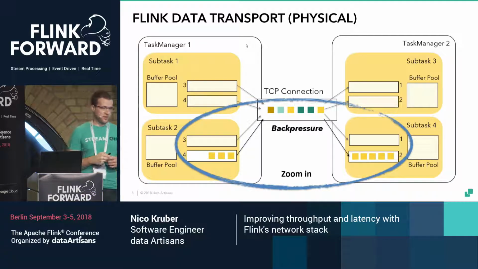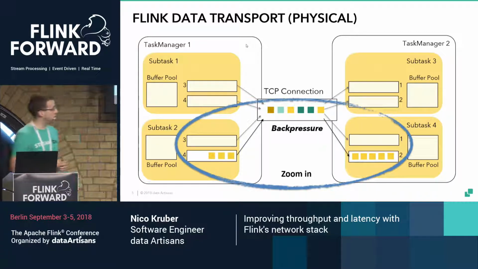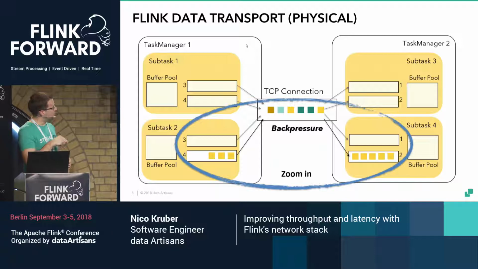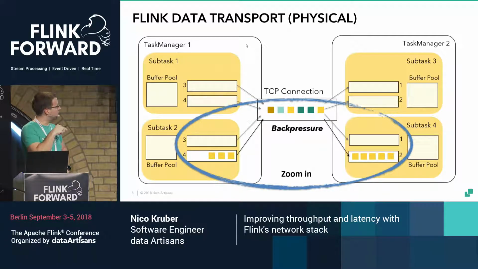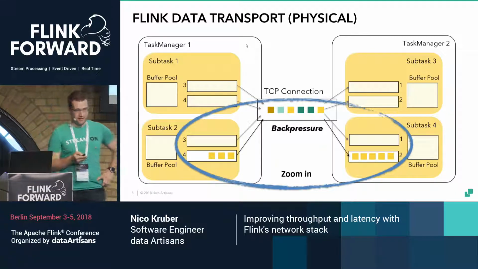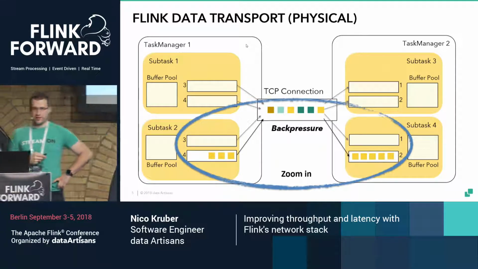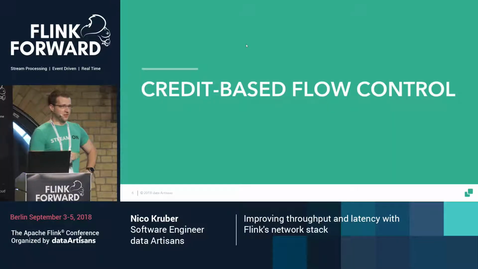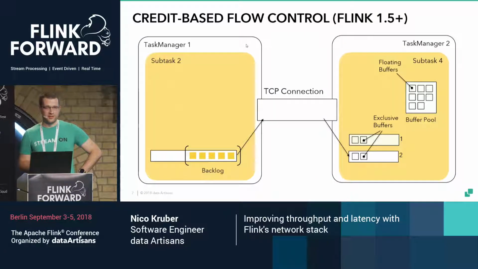The way the network stack worked pre 1.5 is that whenever you have this yellow network buffer here that needs to go in here, but you don't have space, it will be stuck in there and also block all the other connections, which is a problem that we addressed with 1.5 with a credit-based flow control. So let's see how that works.